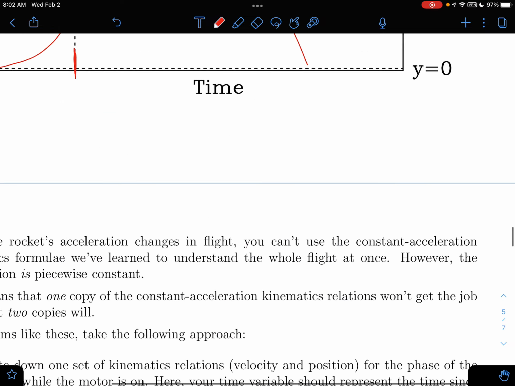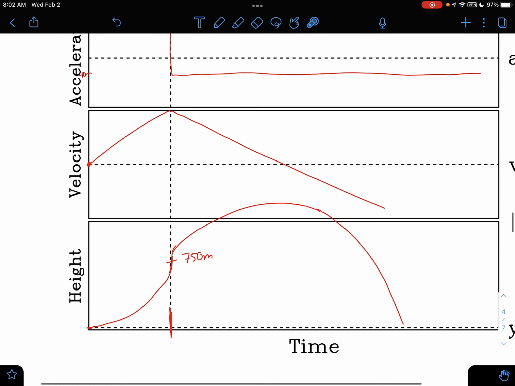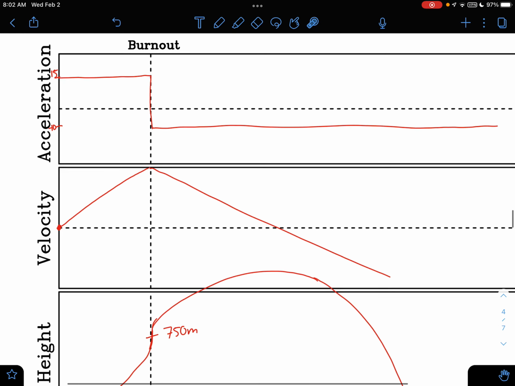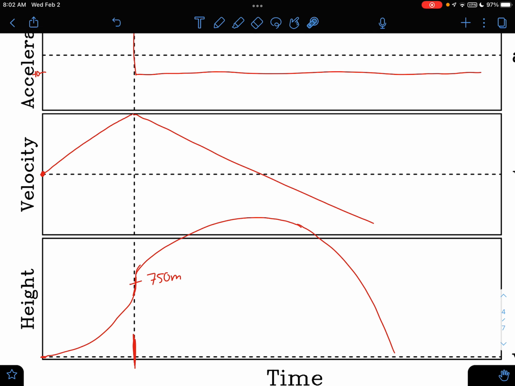Okay, let's go back up to our graphs, right? So we know that at some point our acceleration is negative, right? So we're starting positive. At some point we're going to cross our 0, right? So we have a positive, we have a negative, and we have our 0 here, right? For our position, our height of the rocket, right, we're trying to find this max. We're trying to find our velocity at this max, right?